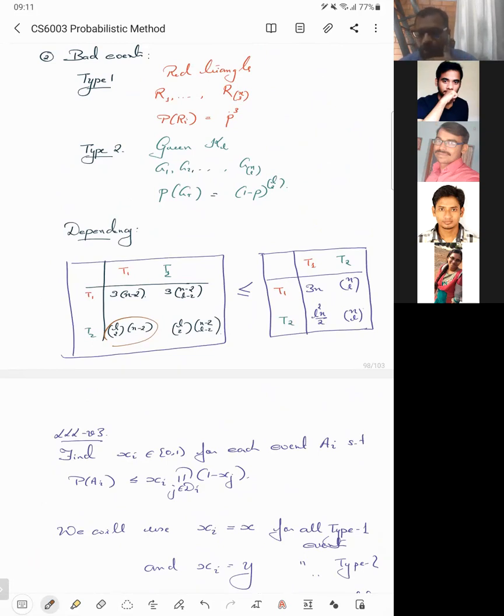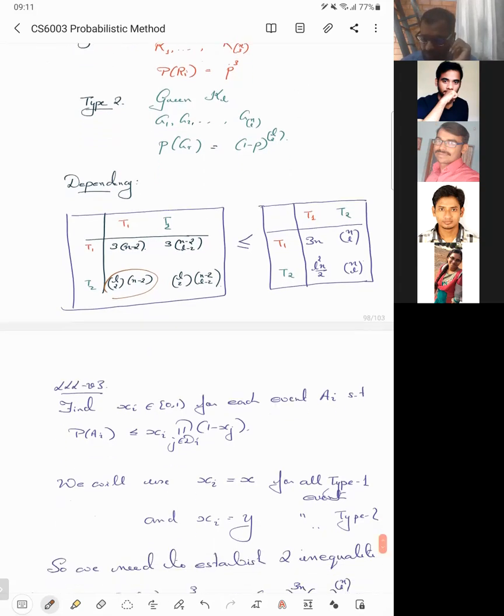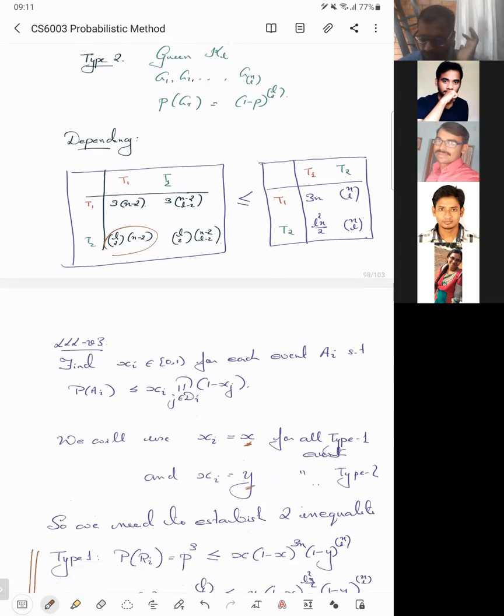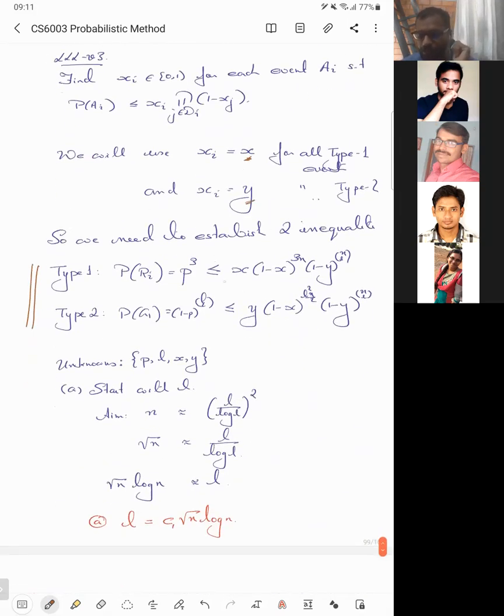But more than that, here there are only two types of event. So it's natural to expect that we only need two xi values, one for the type 1 event, which we will denote by x, and the other for the type 2 event, which we will denote by y. Then this expression reduces to something which involves only 5 variables: n, l, p, x, and y.